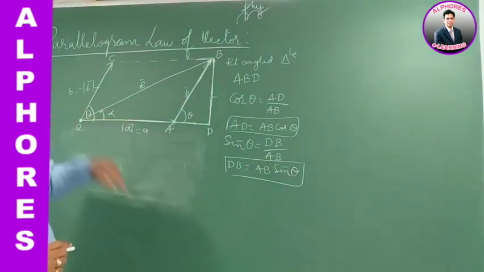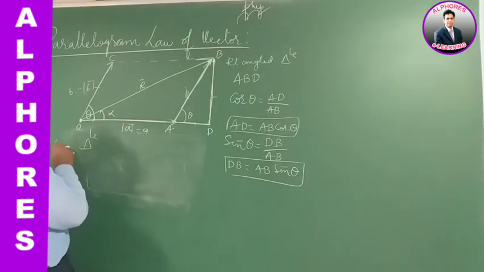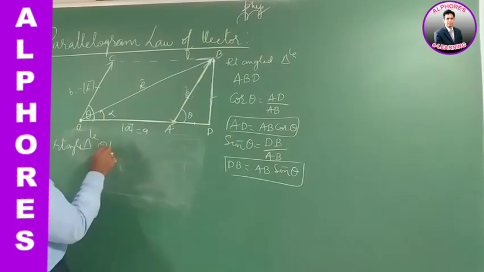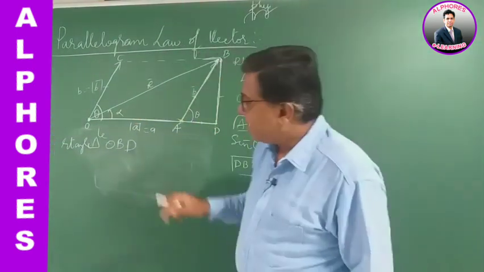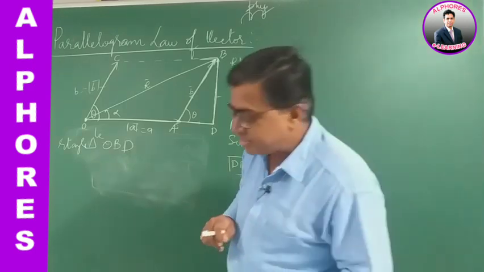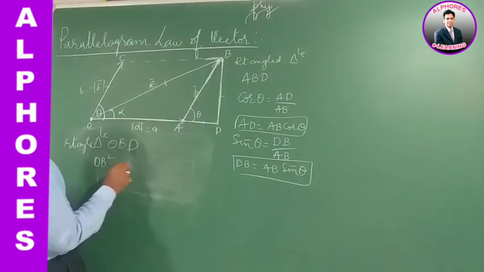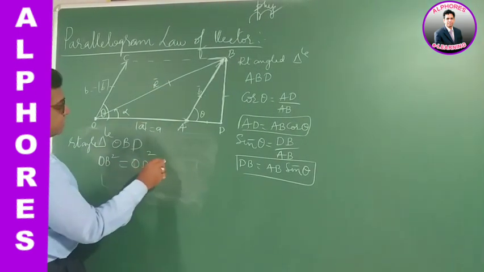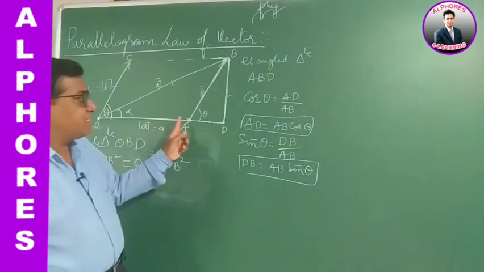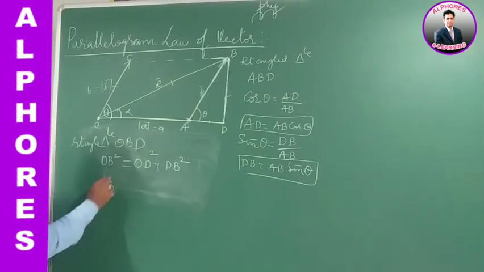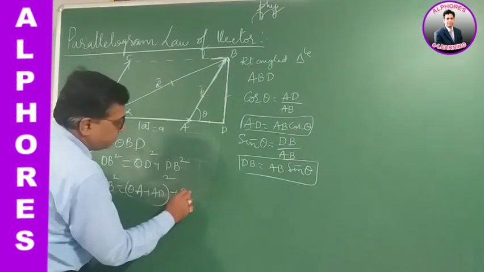Now let us find the magnitude of the resultant OB. Consider right angled triangle OBD. Our resultant vector is OB. Apply Pythagoras theorem. So OB square, the hypotenuse, is OD square plus DB square. But OD I can write as OA plus AD. Substituting, OB square is equal to OA plus AD whole square plus DB square.